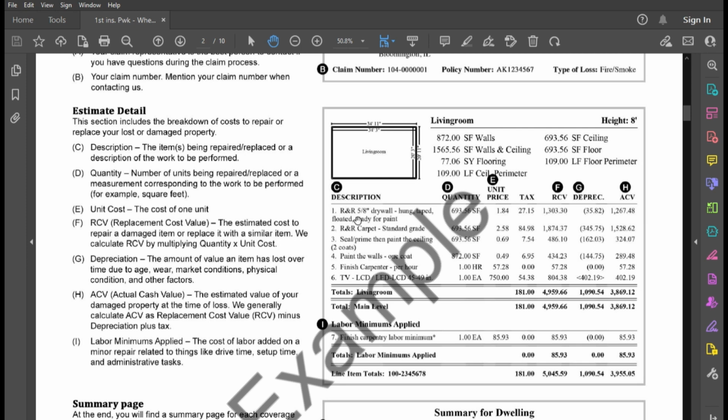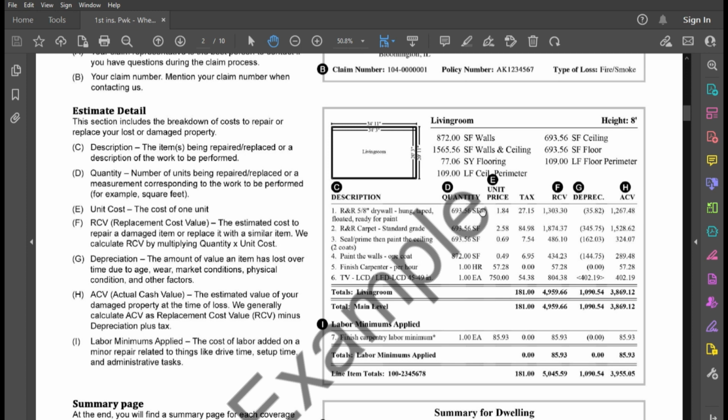So this first column is going to be your description. It's going to have just a general listing of what that line item is for and why it's in there. So let's go ahead and look at number one. This is remove and replace. So you see R&R, think remove and replace. 5/8 inch drywall, hang, tape, float, and ready for paint. So basically drywall that is done, ready to be painted and textured. They're paying for 693.56 square feet. SF is square feet.